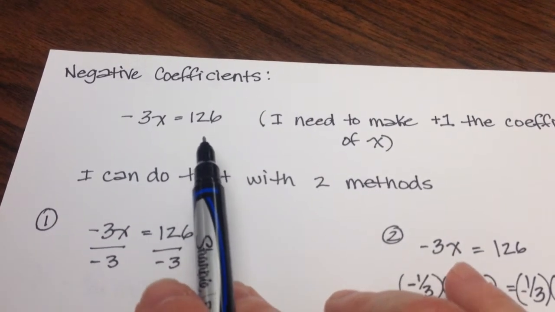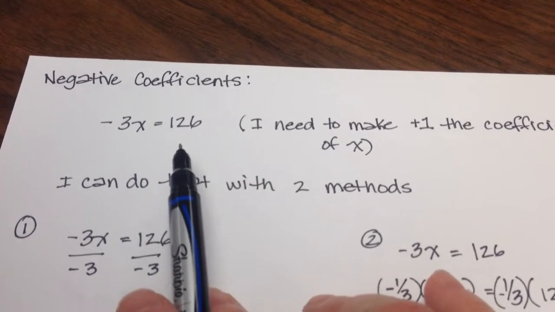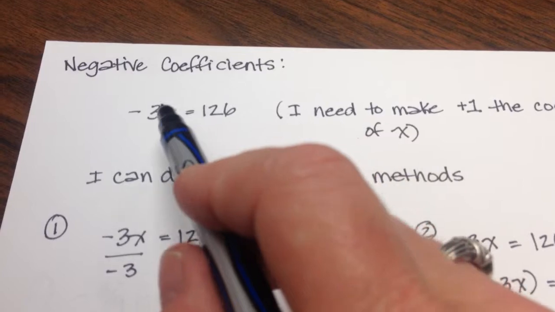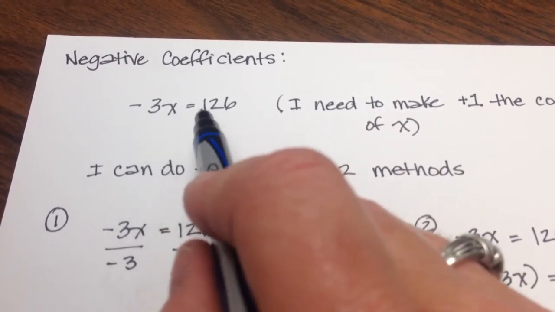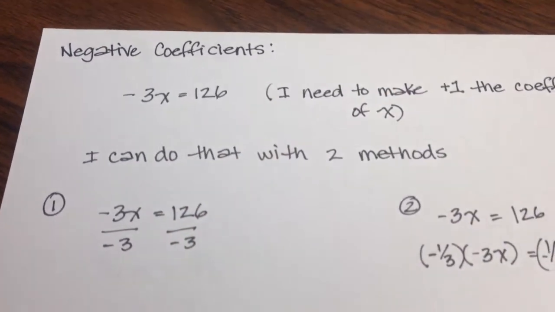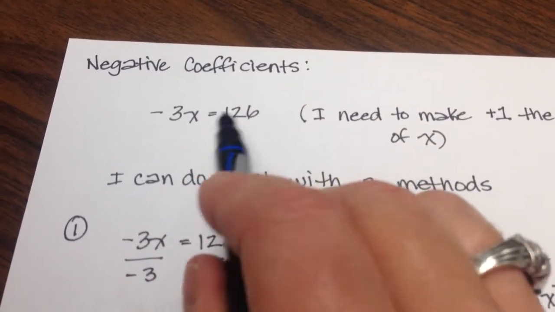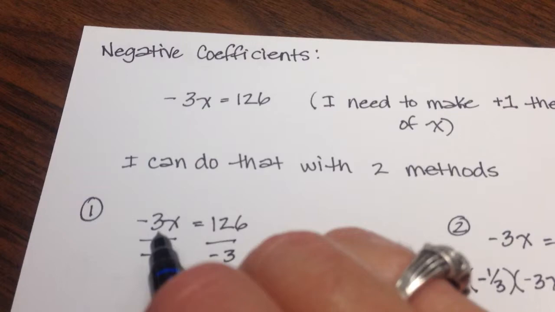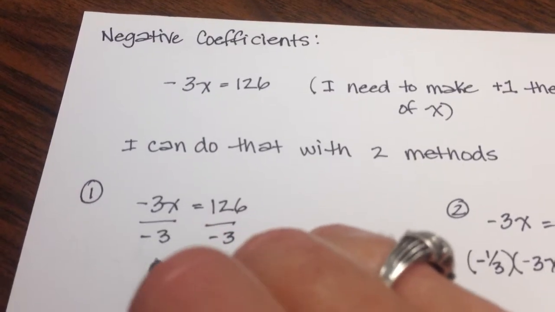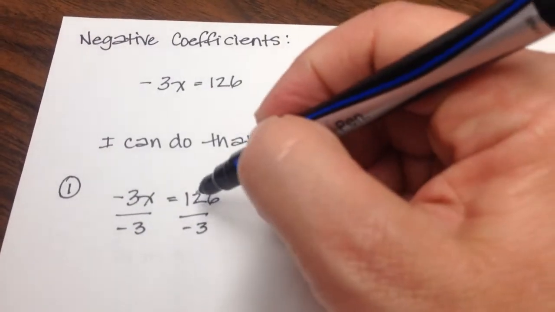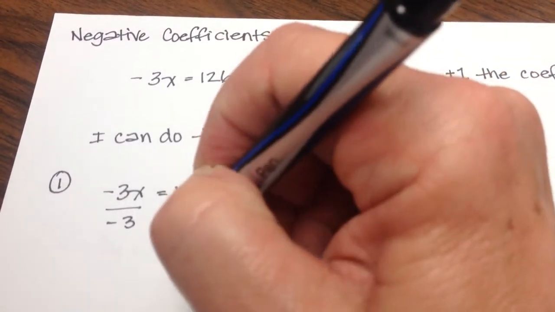No, your answer is going to be negative. Oopie. Okay. So you have negative 3x equals 126. Well, we can do that two different ways. I can divide by negative 3, divide both sides by negative 3, and you get a positive 1x, right? And then negative 3 goes into 126. Well, I know 3 goes into 12 4 times.